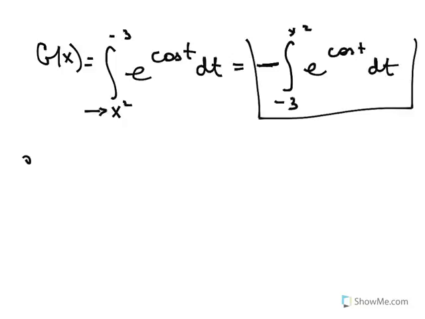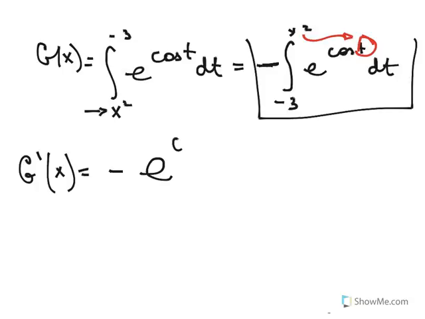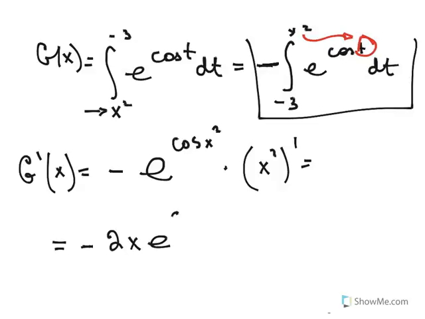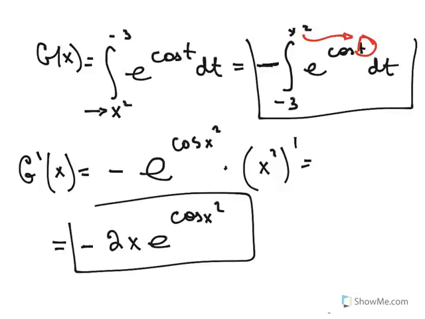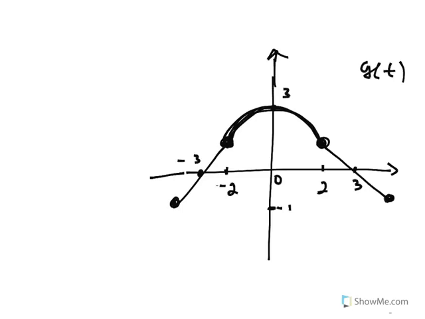So we're gonna find the derivative of that function. Negative remains negative. Now we're gonna replace this t with x squared. So we get e to the power of cosine x squared, but we need to multiply by the derivative of x squared. Let's pull it out. So we get 2x, e, negative 2x, to the power of cosine x squared. I hope that makes sense.